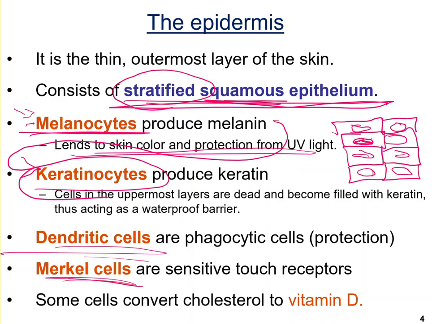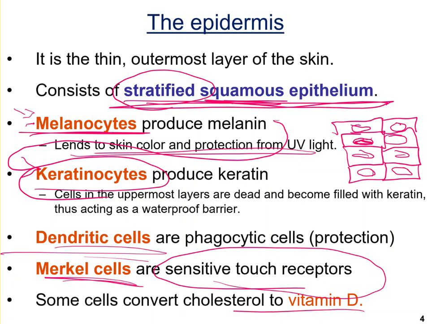We also have Merkel cells. These are very sensitive touch receptors, and we have many different touch receptors throughout the skin. In the epidermis, mostly Merkel cells are where you're going to find your sensitive touch receptors. And we're also going to have some cells that are going to convert cholesterol into vitamin D.